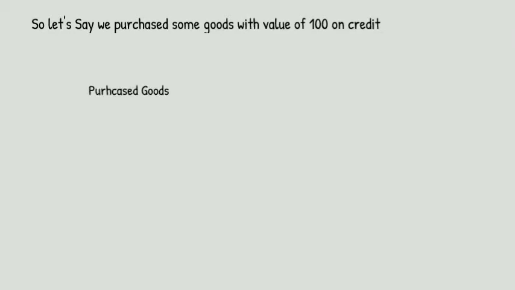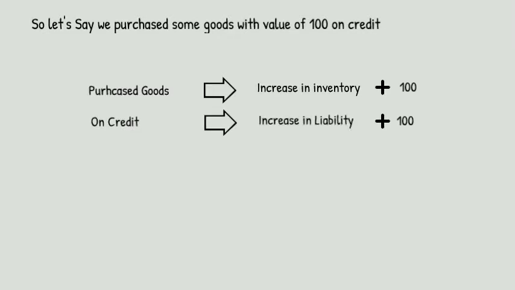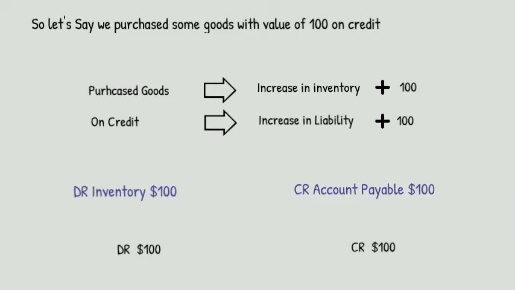Let's say, for example, we purchase some goods with a value of 100 on credit. By analyzing this transaction, purchasing goods means that we have an increase in our inventory, and it's happening on credit, which means that we have deferred payment, so our accounts payable got increased by 100 as well. So this entry is going to be: we are debiting inventory by 100 and crediting accounts payable by 100. And we can see that the debit is equal to the credit.